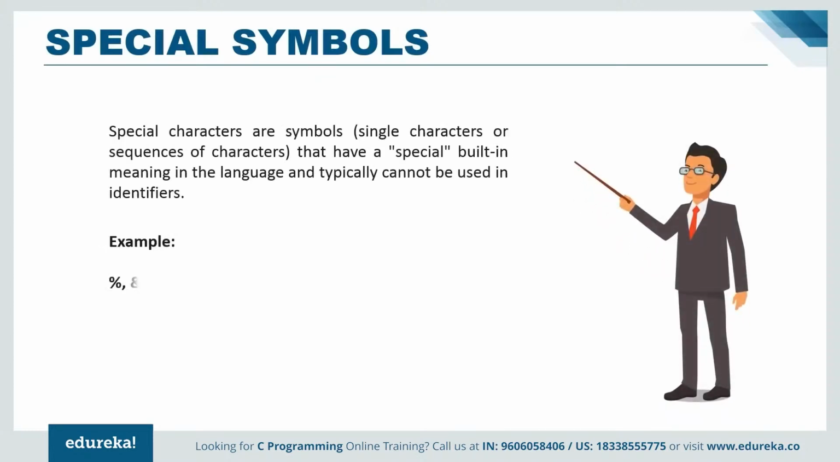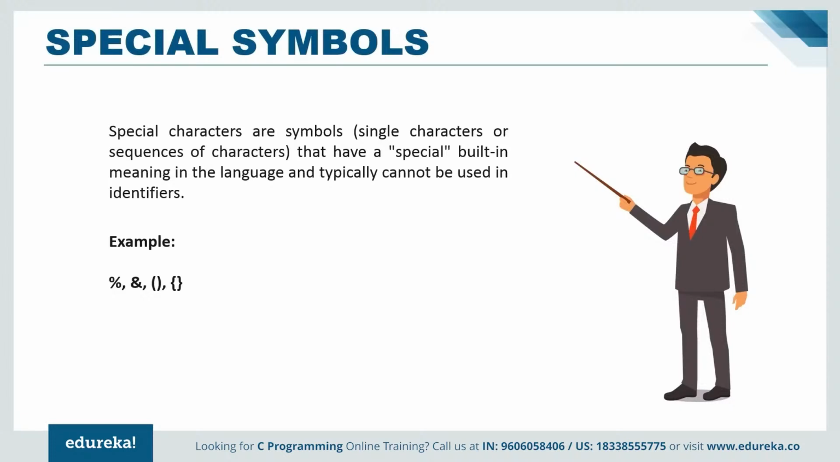Followed by strings we have special symbols. Special characters are the symbols or single characters or sequence of characters that have a special built-in meaning in the language and typically cannot be used in identifiers. Let's understand this in a bit more detail. Special symbols are characters such as dollar, ampersand, brackets, etc. which have a special meaning predefined in C libraries while designing the C programming language. This is the reason for which they are used in a particular segment of code. For example, if you consider ampersand, the ampersand symbol is used in printf and scanf statements only. This ampersand symbol is dedicated to locate the address of the variable which you have declared in your program.